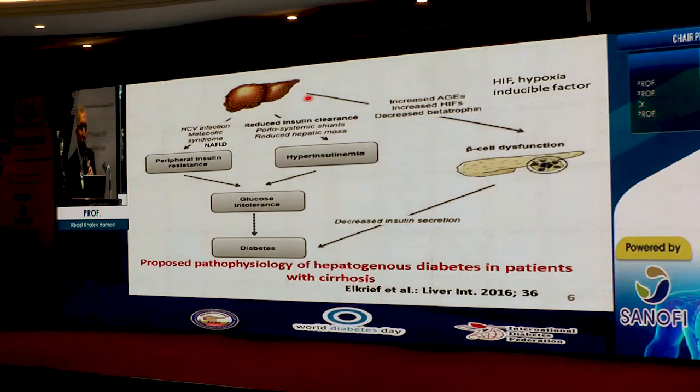Now, a very special point also is that this cirrhotic liver will lead to increased advanced glycation end products and what's called hypoxia inducible factor and decreased beta trophin. All of these are things related to the liver. These deficiencies and excesses will lead to beta cell dysfunction. So this decreased insulin secretion will be progressive impairment for insulin secretion with development of insulin resistance in the liver. So this glucose intolerance will be frank diabetes.